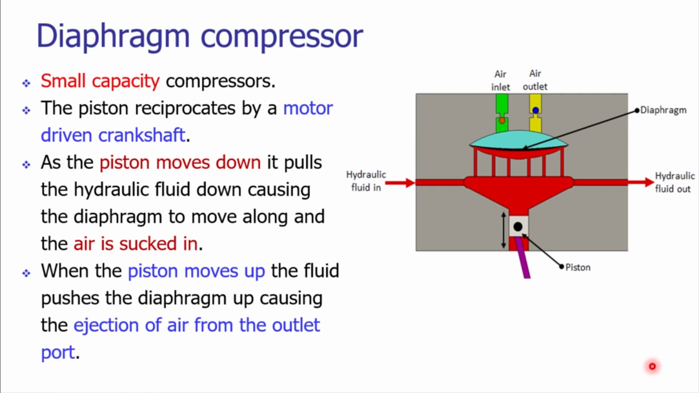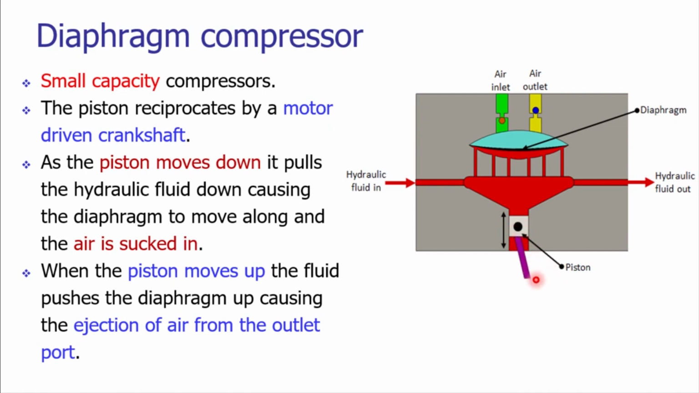So we are having one more interesting configuration based upon the reciprocation motion of the piston, and that is the diaphragm compressor. The construction of the diaphragm compressor can be seen on your screen. So it has the typical piston cylinder arrangement.